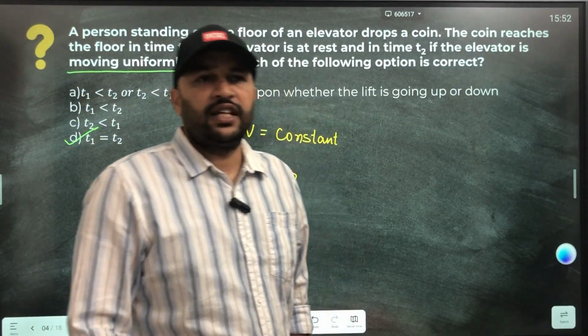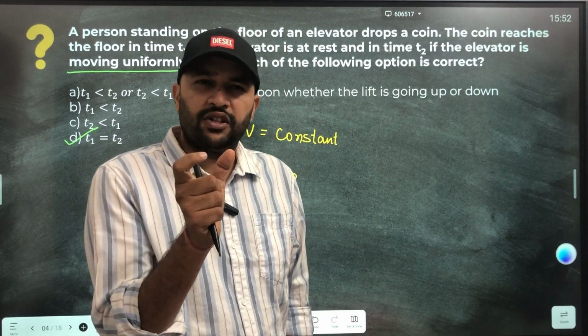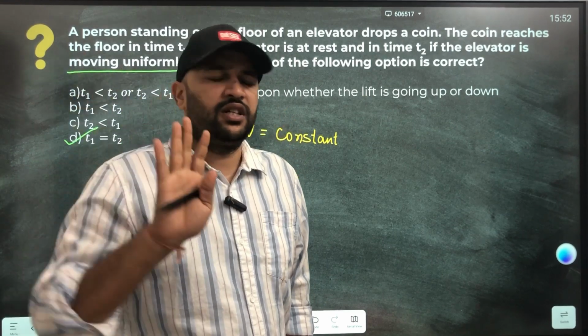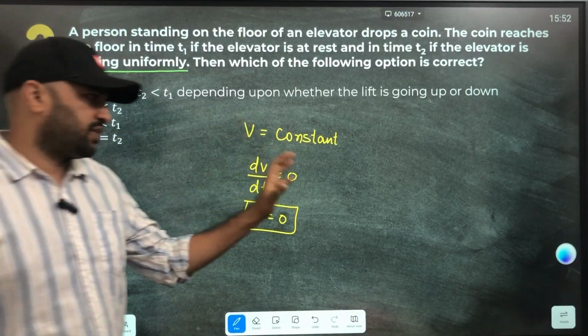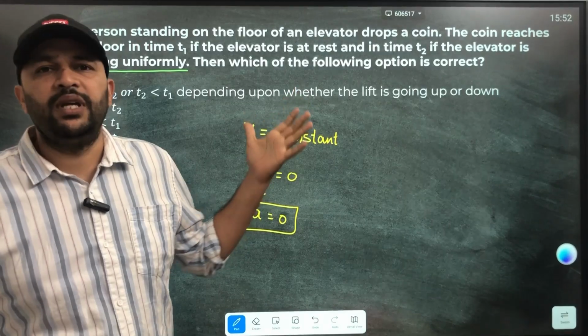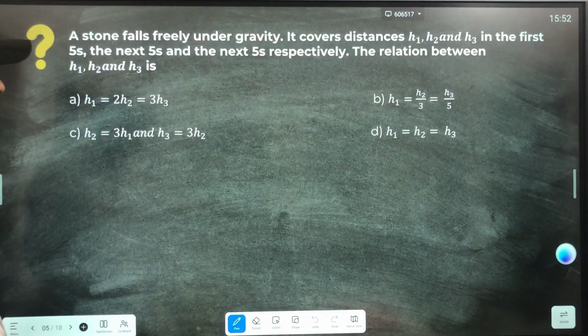Clear? Because there is the same inertial frame of reference. I hope you are familiar with this term, inertial frame of reference. If you are not familiar with inertial frame of reference, fine. Just assume that if the acceleration is 0 on such a system, in that case, the time taken will be equal. Great. Conceptual problem. Let's move to the next one.